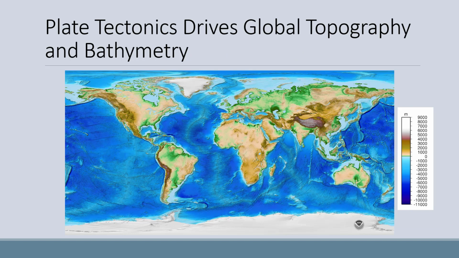Plate tectonics creates topography and bathymetry. Topography refers to the elevation and arrangement of landforms, and plate tectonics creates mountains and valleys. There are definitely other factors that affect topography as well, but plate tectonics is the big picture stuff. Bathymetry is topography of the seafloor. Again, plate tectonics drives bathymetry. It causes deep ocean trenches and mid-ocean ridges.